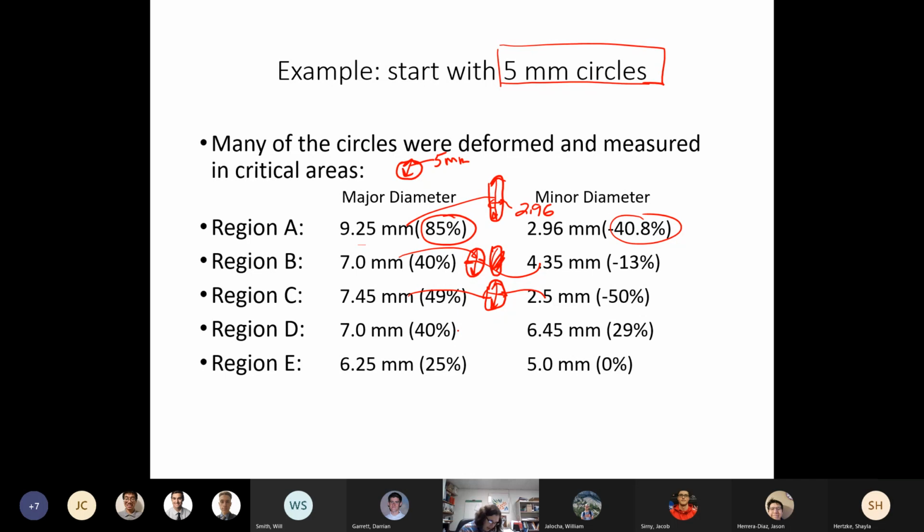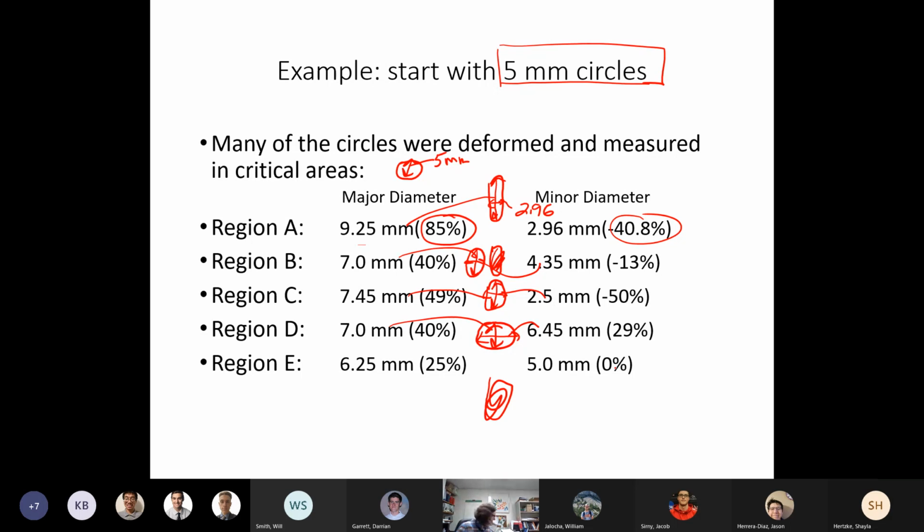Region D, we've gone larger in both directions. So we are, again, 7 and 6.45. And then region E, we are at that plane strain where we're 25% and then 0. So here are 5 regions where we see in that particular region, this is the type of deformation we're going to need to form that part.